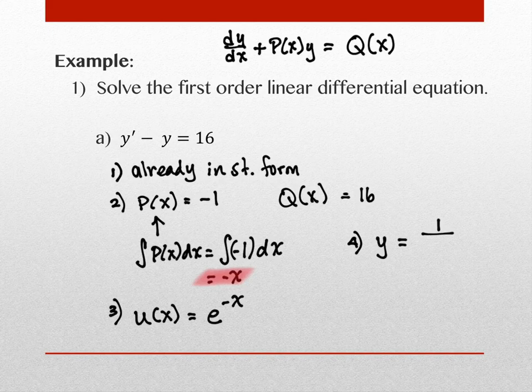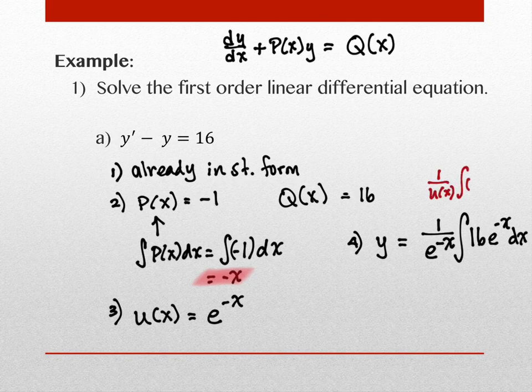All right, so step 4 then is to write this as y equals. We do 1 over the u of x, that's what we got in step 3, so that's e to the negative x, times the integral of q of x. Okay, q of x was 16. And then times the u of x, so e to the negative x dx. So this piece right here, let me match up where they are. We're looking at this as 1 over u of x times the integral of q of x times u of x dx. And those are the identification pieces we've made. U of x was e to the negative x, q of x was 16, and u of x is e to the negative x.